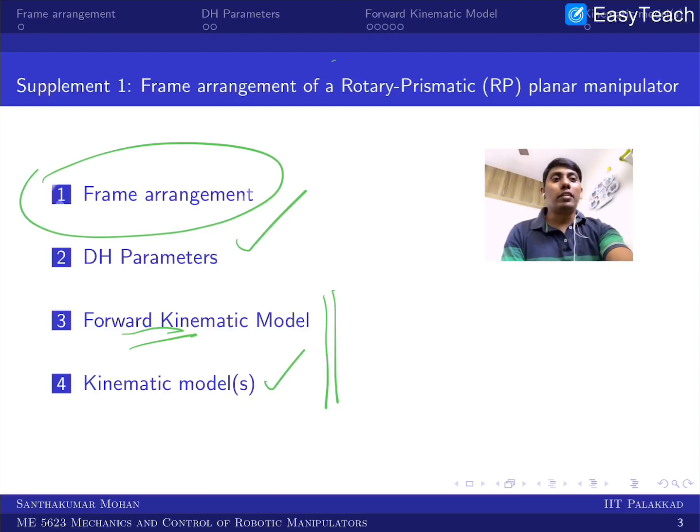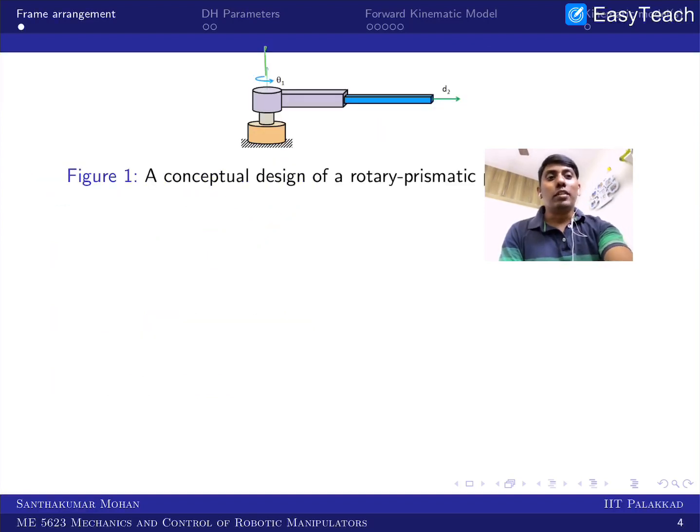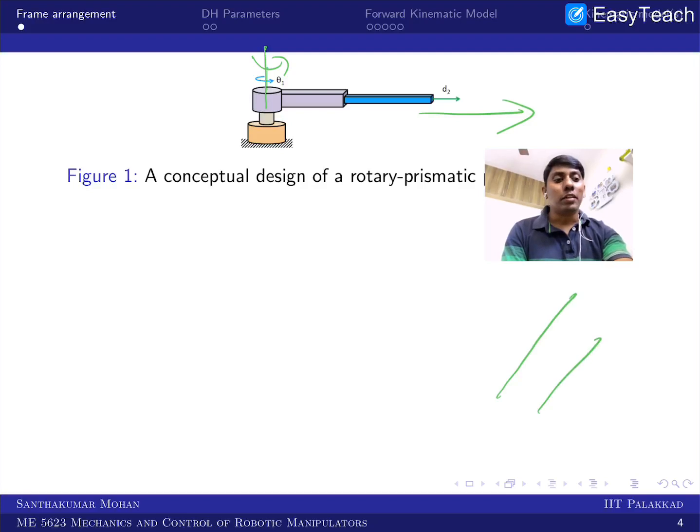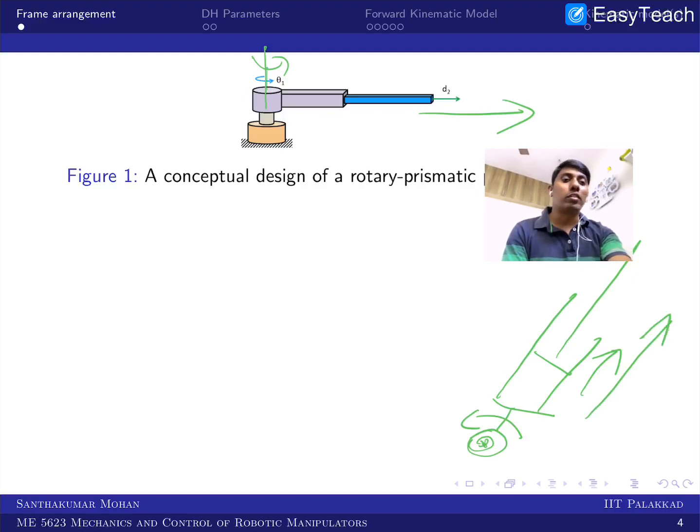For this short session, I have taken a rotary-prismatic planar manipulator. So the manipulator looks like this. You can see that this is one joint which rotates vertically, and this one goes to and fro. In the sense, you take a piston-cylinder arrangement, and this piston is hinged. Now this is motorized, and this is also motorized, in the sense it can rotate about this axis, and it can translate along this axis.